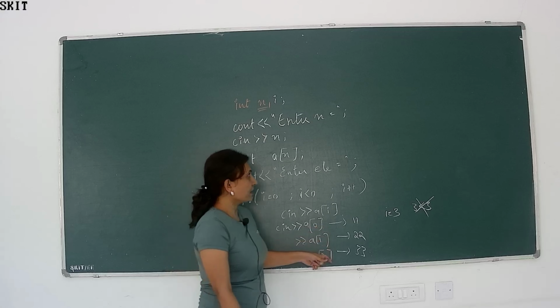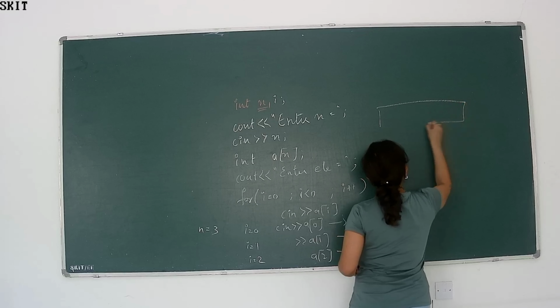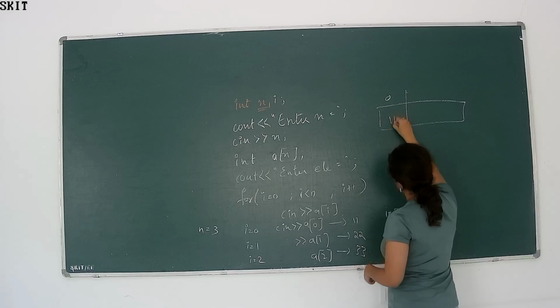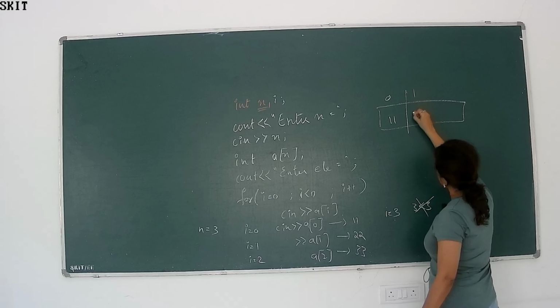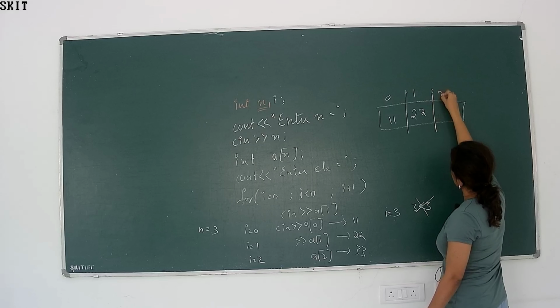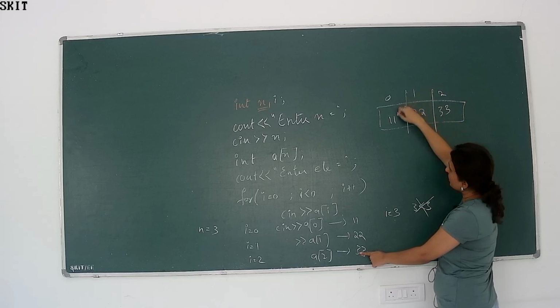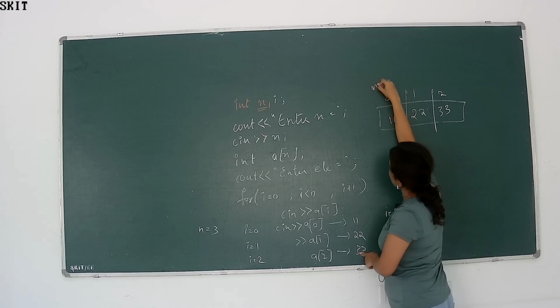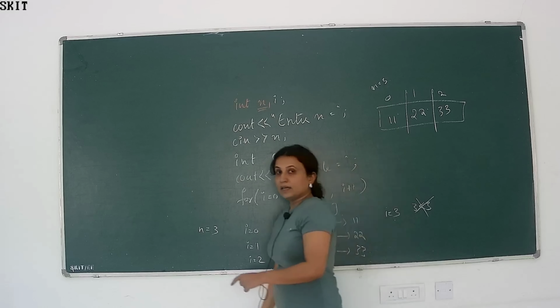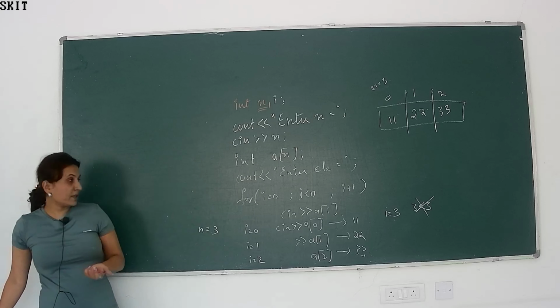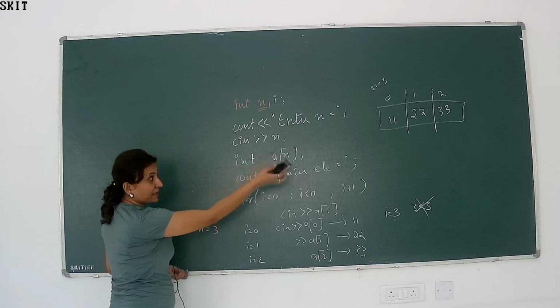So what did you do basically? Your array structure: at index 0 you have 11, at 1 you have 22, at 2 you have 33. This element is here. So totally how many elements? 3 elements. So obviously n value is equal to 3 here. Once we take the input from the user, now maybe we have to display it.